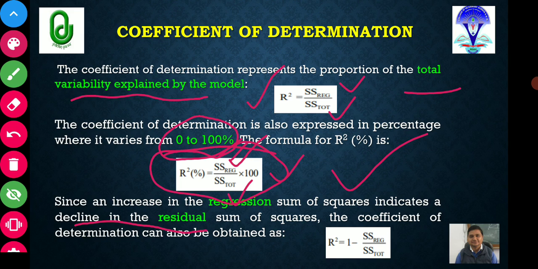And the coefficient of determination can also be obtained as R square is equal to 1 minus the sum of squares due to error divided by the sum of squares due to total. So this is about the coefficient of determination.